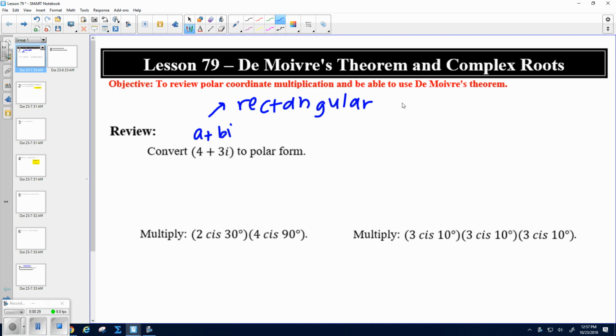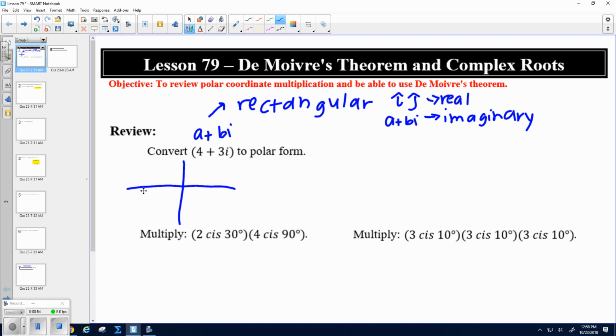So when you have rectangular, we used to do in Algebra 2, i hat, j hat. i hat, j hat is for real, okay? And then if we do a plus bi, that's for imaginary. Either way, it is in rectangular form, which means you can graph it on an xy axis. And this x-axis is the real axis, and the y-axis is the imaginary or the i-axis. So this is just like the coordinate point 4, 3. 4 plus 3i. And we're converting to polar form.